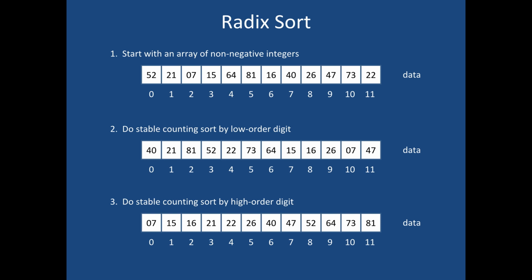People use this trick in Excel all the time. Excel uses stable sorts. You can sort by one key and then by another, and you've got it essentially sorted by both keys.